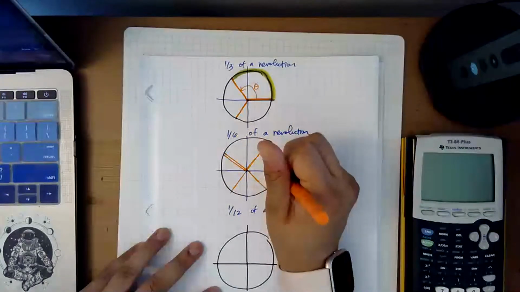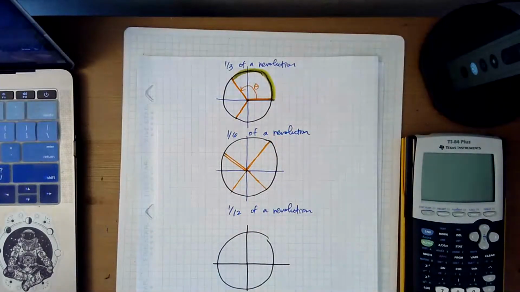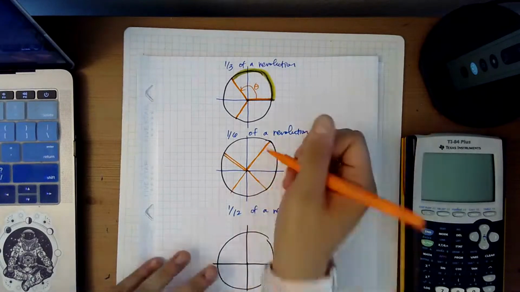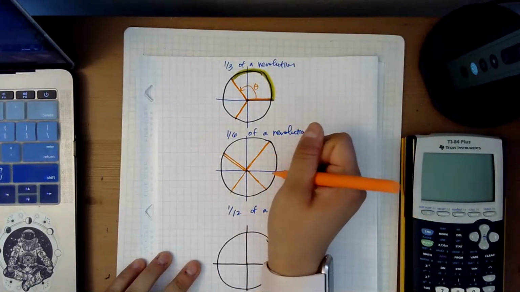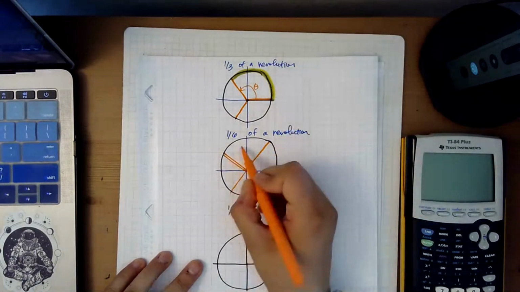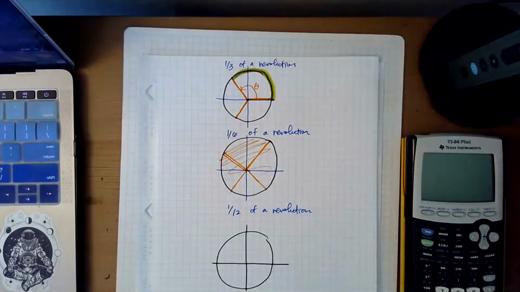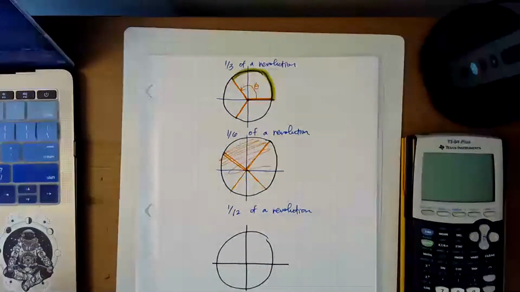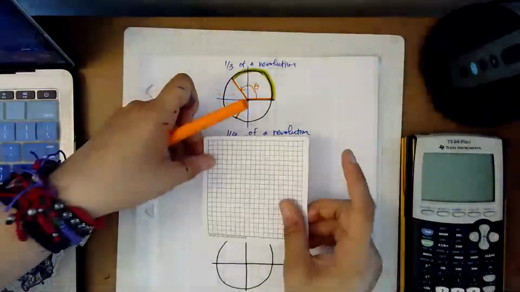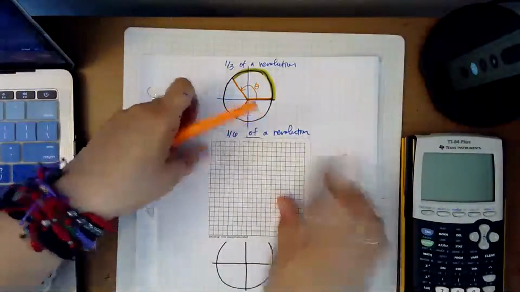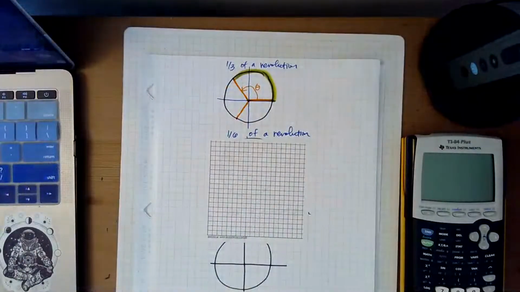What do I do? I should have 6 slices. Oh, I'm going to have to draw this one again. Not to worry, I've got a sticker for that. Let me draw that on a nicer grid. So I'm going to look at 1/6 of a revolution. Problem solved.